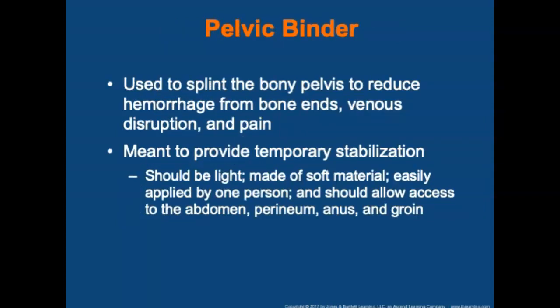Okay, another type of splint is the pelvic binder, used when you have a pelvic fracture. It is used to splint the bony pelvis to reduce hemorrhage from bone ends and venous disruption, and to reduce pain. Pelvic binders are meant to provide temporary stabilization until definitive stabilization can be achieved. Generally, pelvic binders should be light, made of soft material, and easily applied by one person. They should allow access to the abdomen, perineum, anus, and groin for examination.